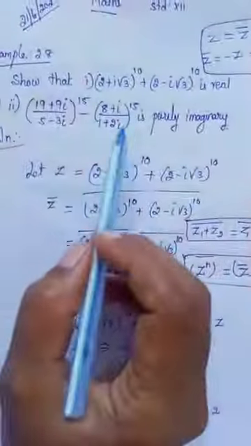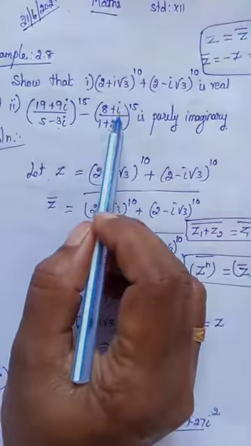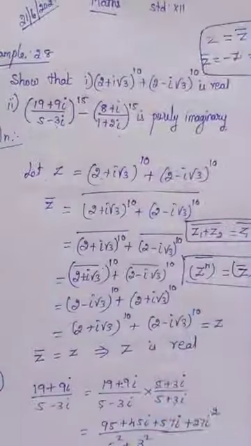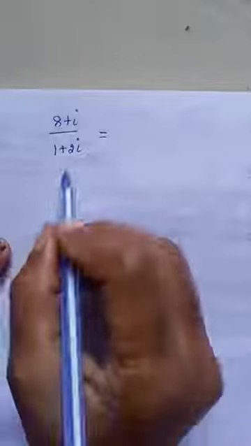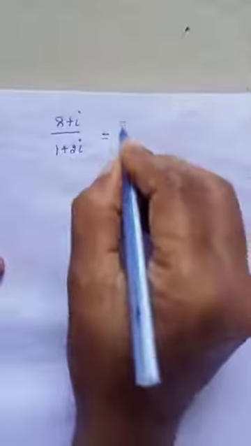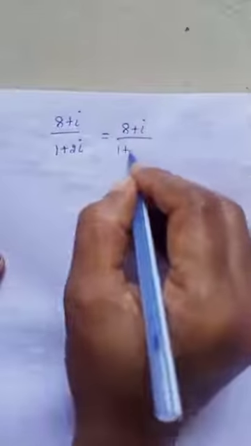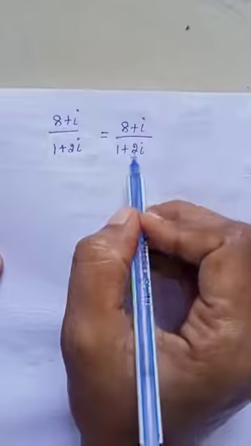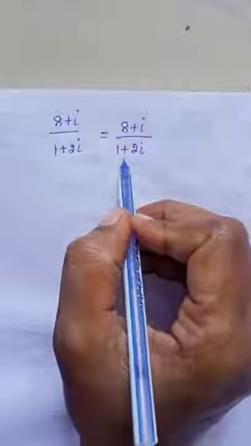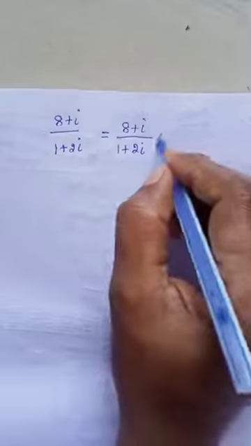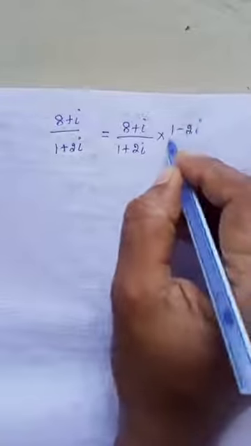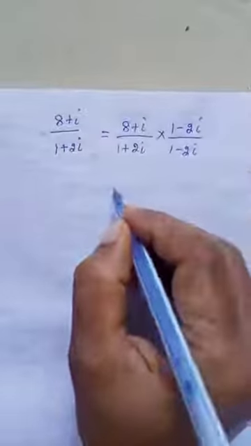Similarly, we should simplify (8 + i)/(1 + 2i). To simplify, what should we do? We have to take the conjugate and multiply both numerator and denominator by it, so (1 - 2i)/(1 - 2i).